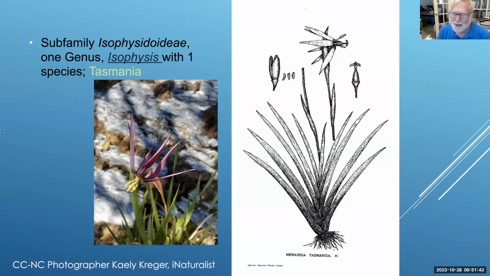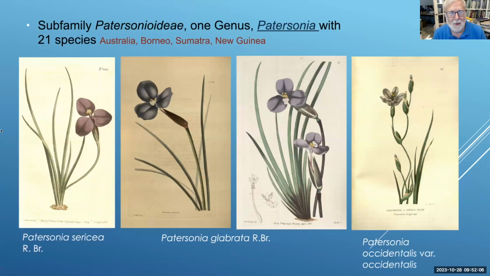Isophysis. I'll get it right. Anyway, it's a very small little plant. Probably nobody's going to bother growing it, but it is really interesting. The name changed from Hewardia to Isophysis some years ago. But anyway, let's go to the next slide and we'll see some more. That was the first subfamily.